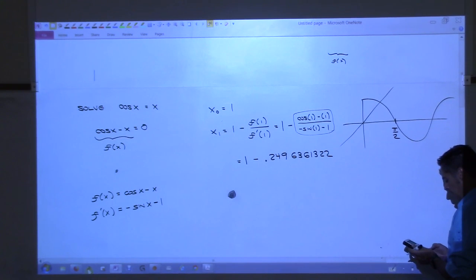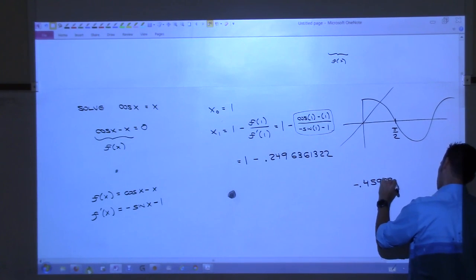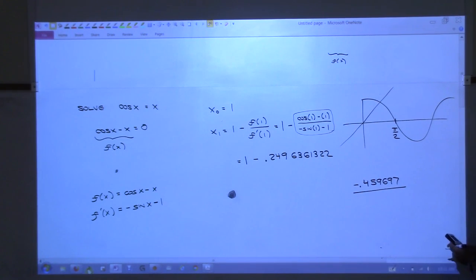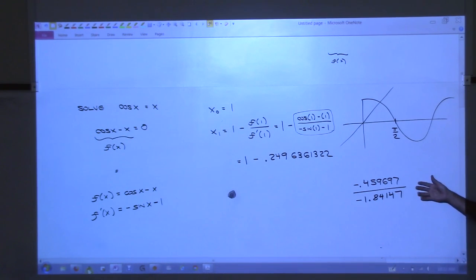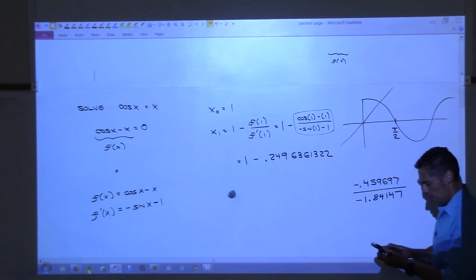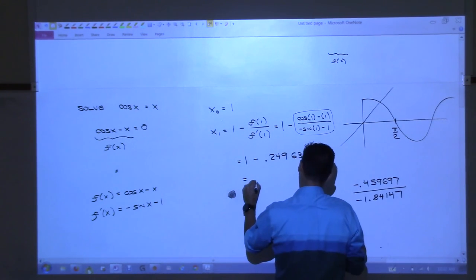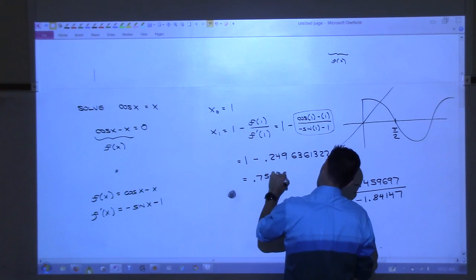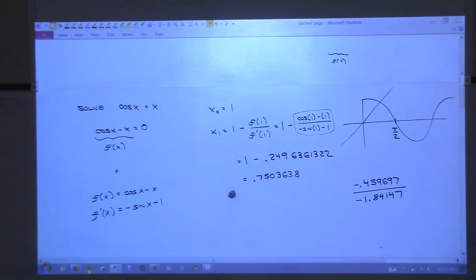Cosine 1 minus 1. The top is negative 0.459697. That's the top. The bottom is negative sine of 1 minus 1. The bottom is negative 1.84147, something like that. And then when you take those ratios, you get this, and then you're doing 1 minus that. So 1 minus that, you get 0.7503638, blah, blah, blah. And you know what to do with that now, right? You plug that in, you do the next one, which I'll have the computer do.